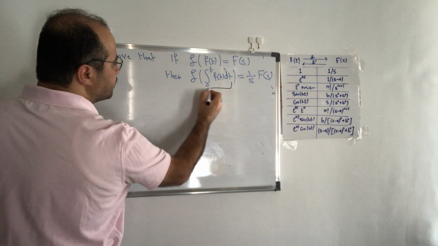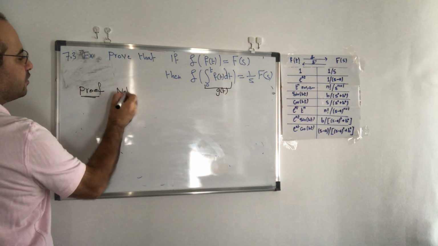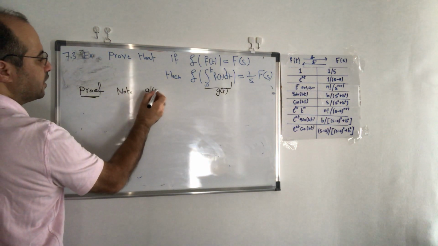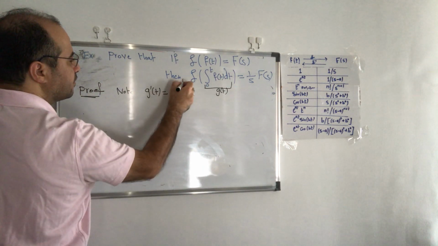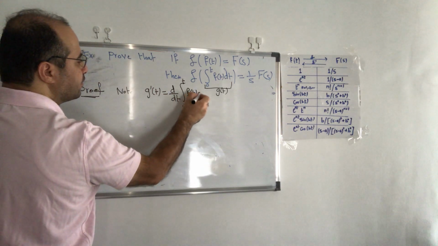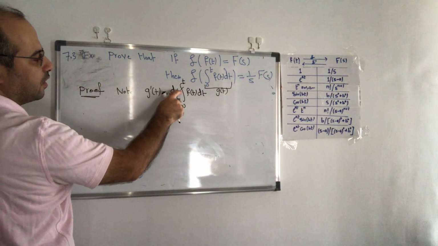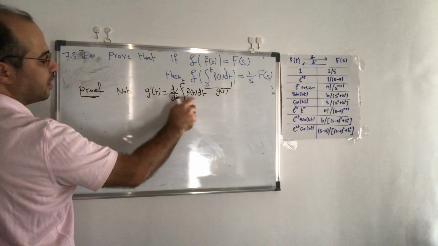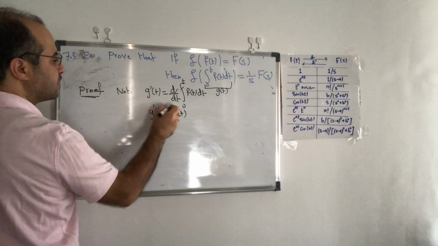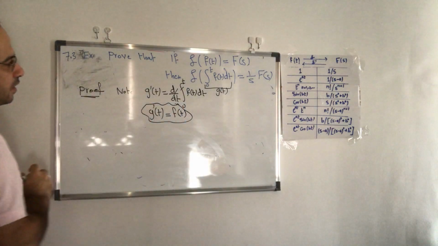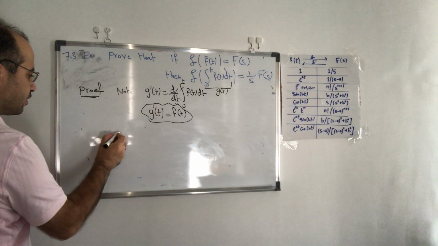I will call that function g of t, right? And I'm going to give you a note here that g prime of t is just the derivative of the integral of f of t dt. And you know from the fundamental theorem of calculus that the derivative will cancel the integral and you get f of t. So the first note is g prime of t is just f of t.